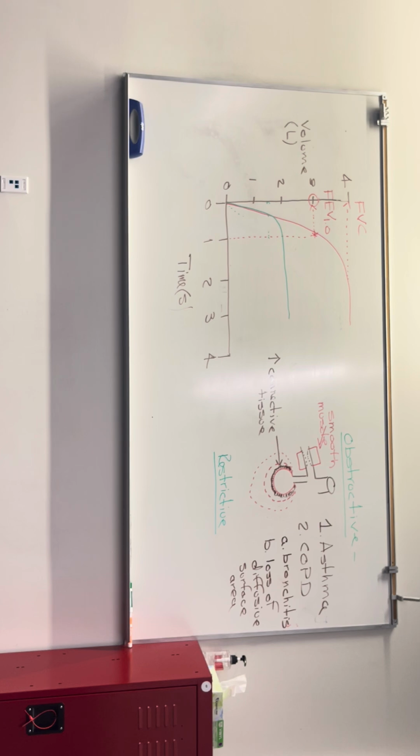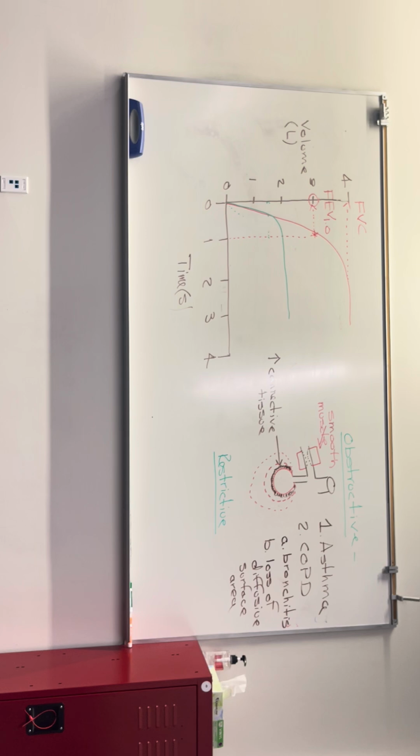Anybody? In this instance, what's the forced vital capacity? The red represents this individual in their normal state. You're going to now say that their forced vital capacity is still 4 liters, right? 3.5 liters, 3 liters, 2.5 liters, 2 liters. Yeah, it's 2 liters now.